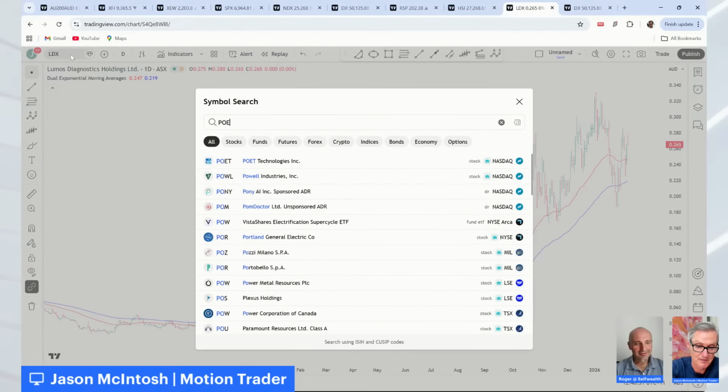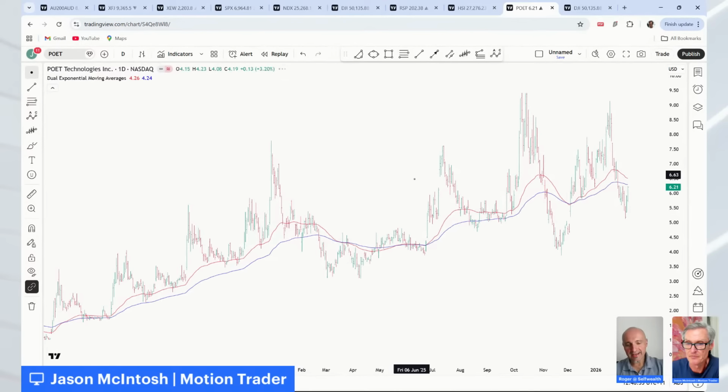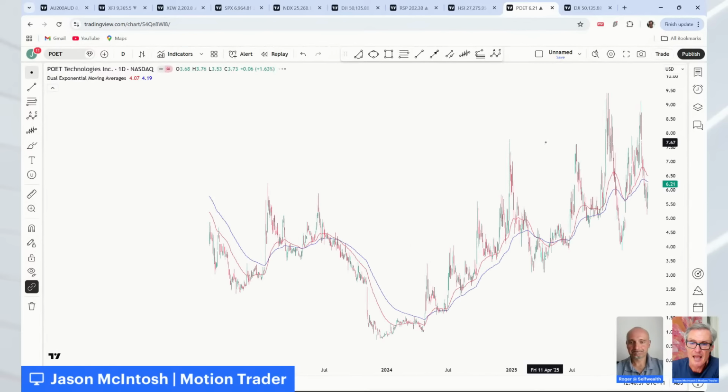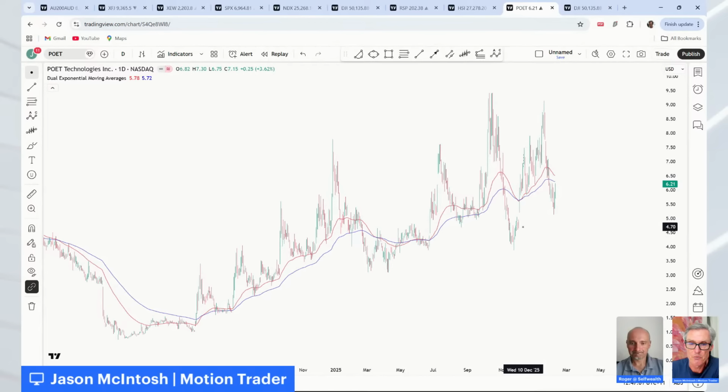Let's look at POET on the Nasdaq. Again, it's a ranging situation. You can see the recent high and low, and the price action is in between. So not one to buy at the moment. It's below the moving averages, but that could be just part of the movement within a range. If it can get itself back above the averages in the near term, that would be encouraging.